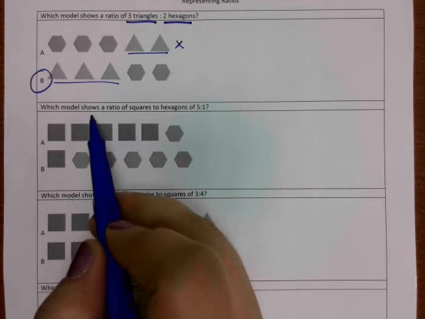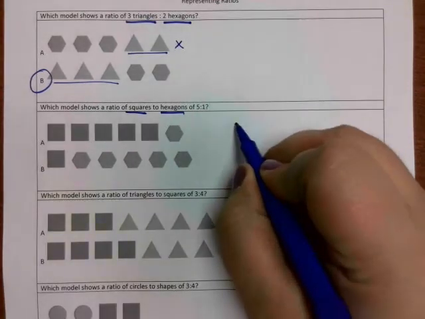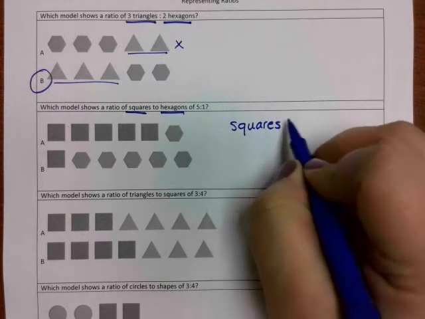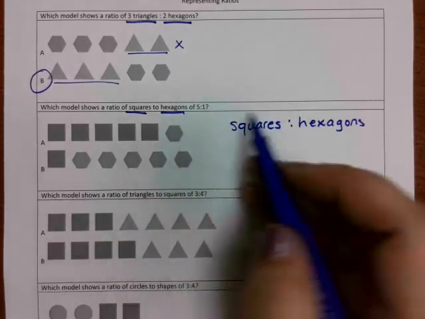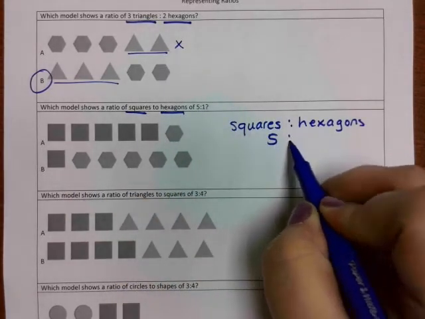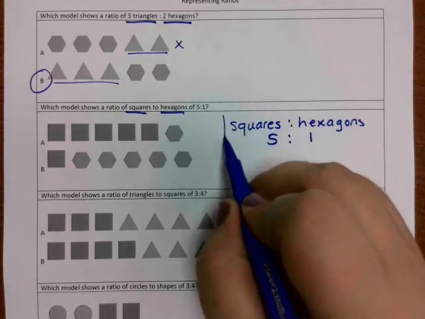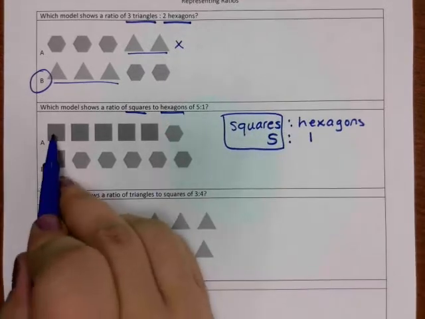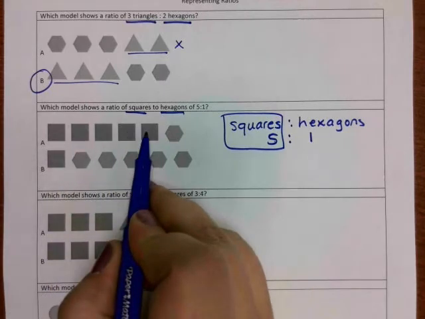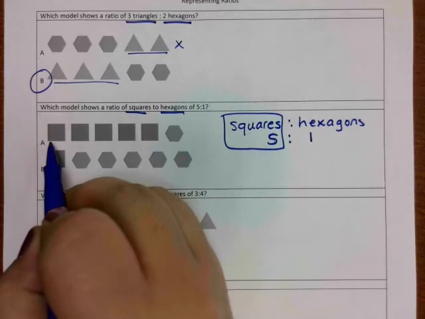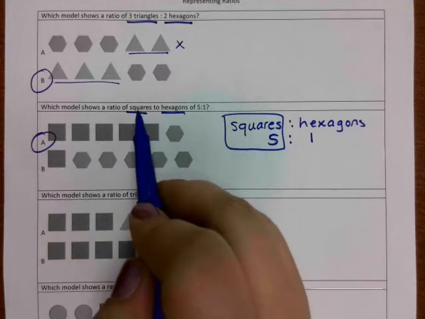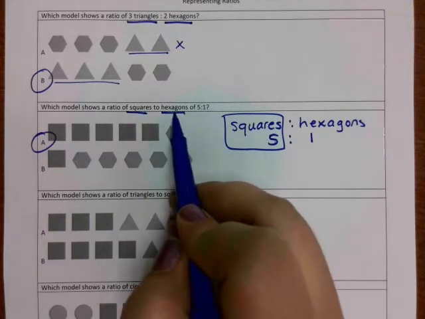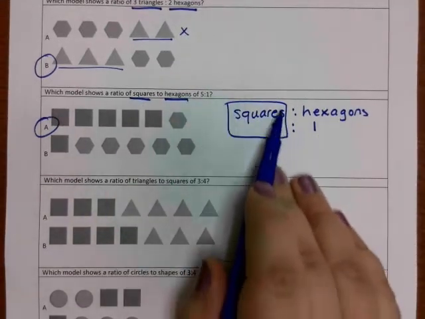So this one says, which model shows a ratio of squares to hexagons? So I need squares first, and then hexagons. And again, that doesn't mean first in the visual, it just means the first number. And my first number was 5 to 1. So 5 represents squares, so I need 5 squares. 1, 2, 3, 4, 5. Good. And there should be 1 hexagon, which is what we have. So the correct answer is A. Again, you have to pay attention to the way they ask it or phrase it. Whatever word goes first goes with that first number. Whatever word is second goes with that second number. That's why I like writing it out and then putting the numbers beneath it so I can just match it up.